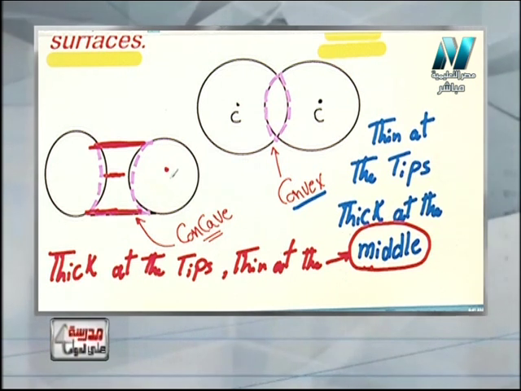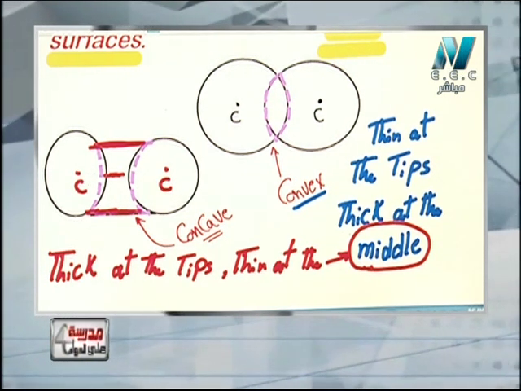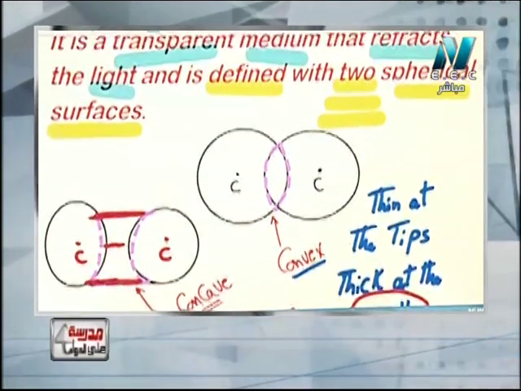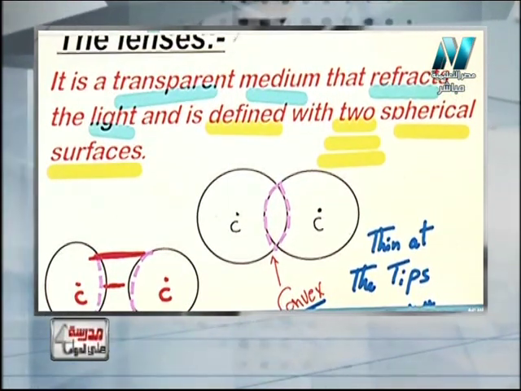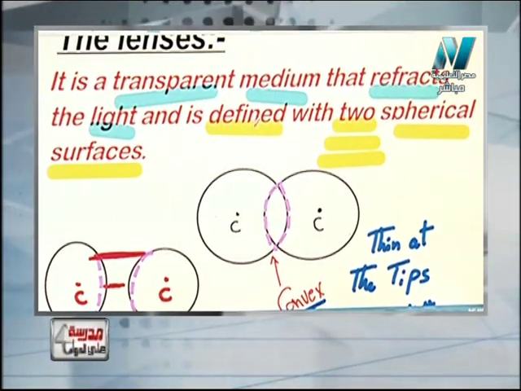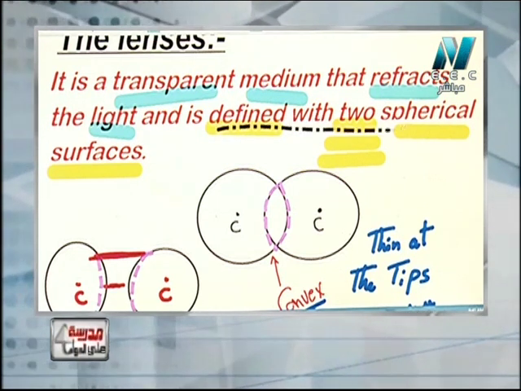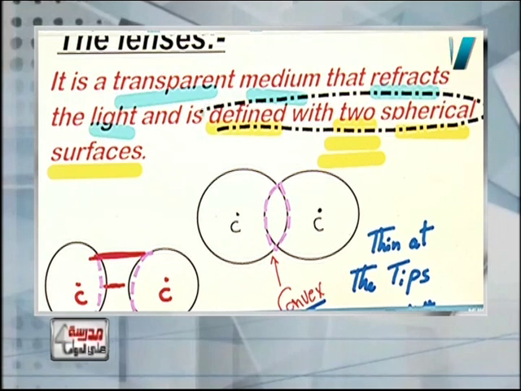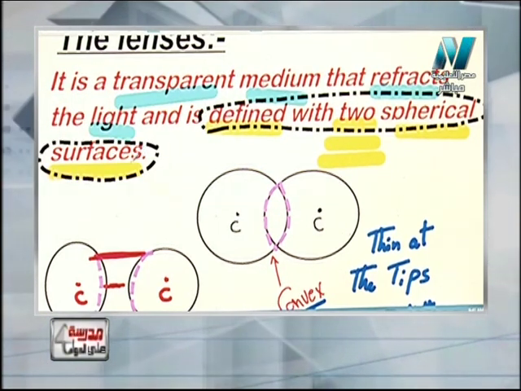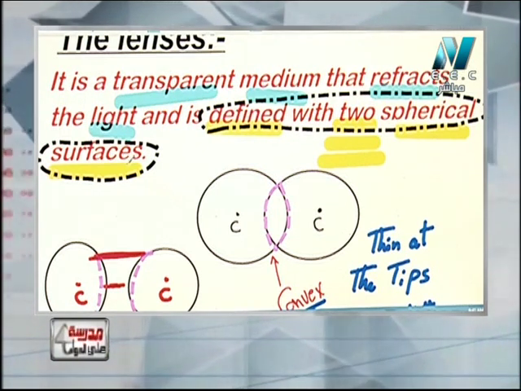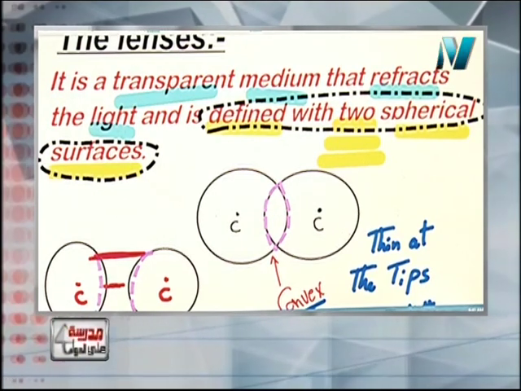And as we see here, we have two centers of curvature. لما يجي يسألني give reason for, the lenses have two centers of curvature: because any lens is made of two spheres, or defined with two spherical surfaces. دي الإجابة بتاعت الquestion. Give reason for, the lenses have two centers of curvature because any lens is defined with two spherical surfaces.